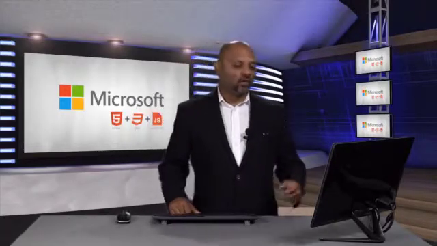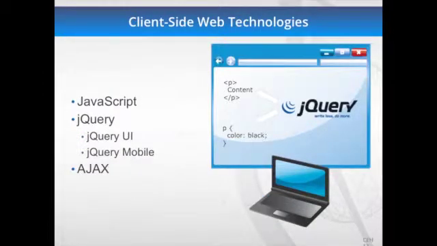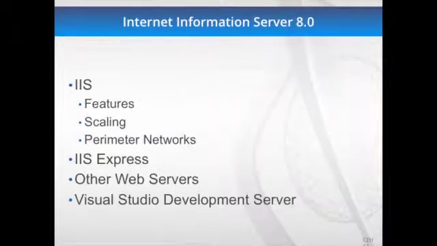Now, in ASP.NET 4.5, the programming models include your web pages, your web forms, along with MVC, which is specifically what we're talking about here, and we're going to elaborate on that very soon. ASP.NET APIs, or Application Programming Interfaces, include configuration of your web environment, authentication and authorization to keep things secure, and caching, all available along with the compilation of ASP.NET code. Client-side technologies, as I said, include JavaScript, jQuery, and Ajax.